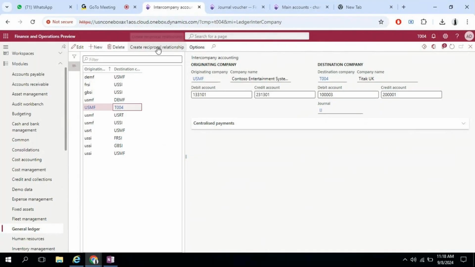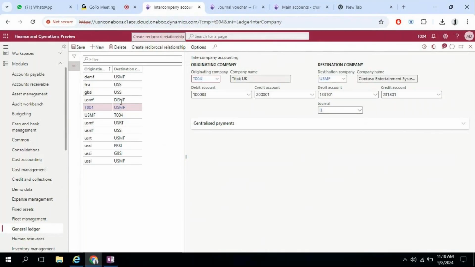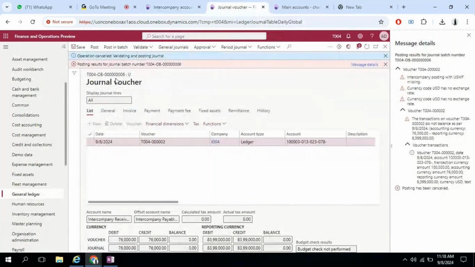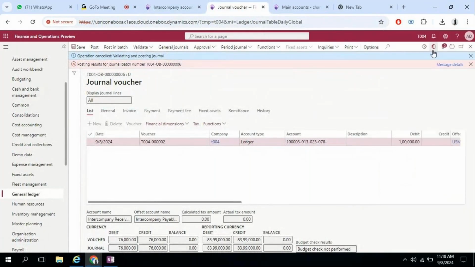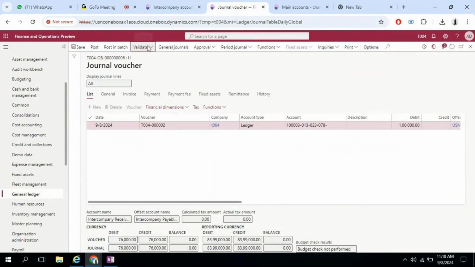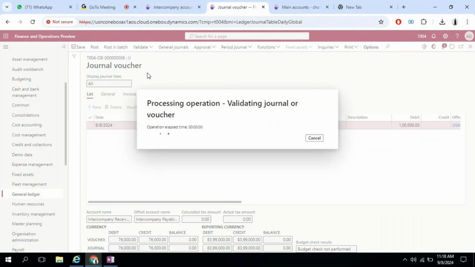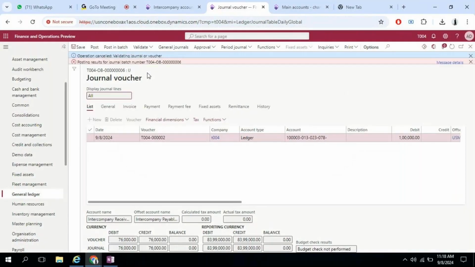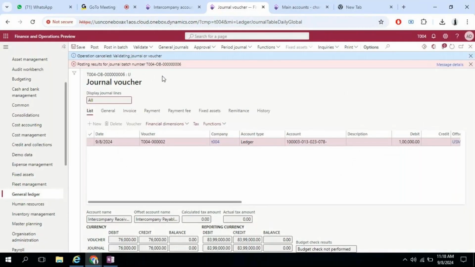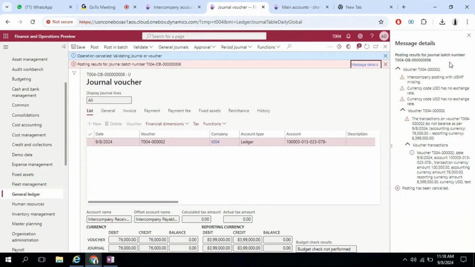What I will do is create a reciprocal. So I have created a reciprocal, which means now my source company is T004. I will post it again, but this time I will not post it, I will simulate the posting. If there is any error, we will see. One error we will receive is, I think, the currency exchange rate, but one error should be removed.